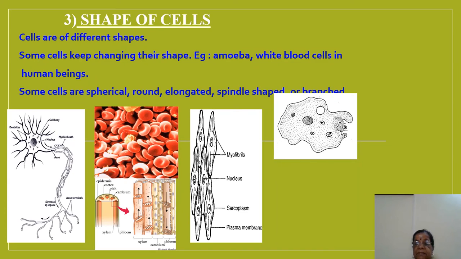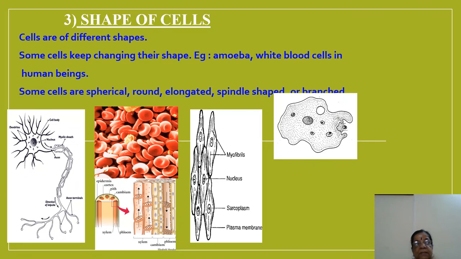Sure? Then the cells, they have different size and shape, as I said. For example, cells are of different shape. Some cells keep changing their shape. Example, amoeba, white blood cells in human. And some cells, they have shape as spherical, round, elongated, spindle shape or branched in nature.